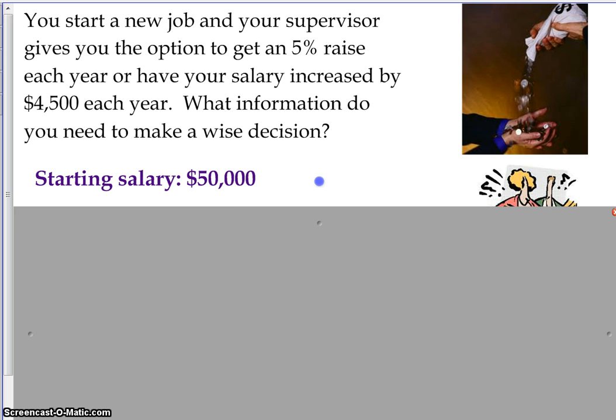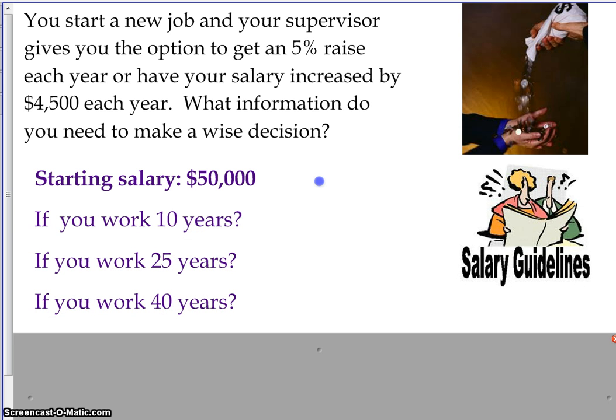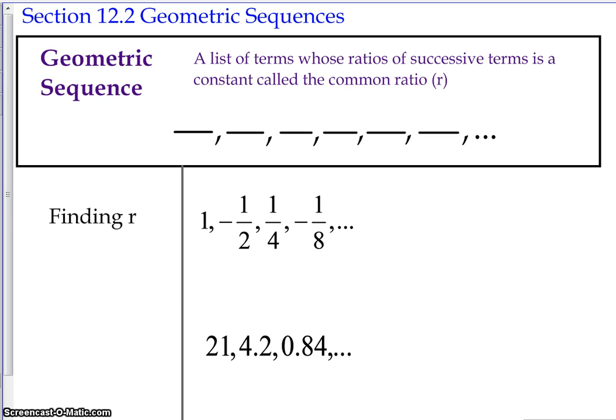Hopefully by the end of class today you'll understand how to solve this. I want you to tell me which is the better option if you work 10 years, if you work 25 years, and if you work 40 years. Would it be a percent raise or increasing it by a set amount each year? We're going to come back to this if we have time, and I'll show you how to solve it after we get some information.